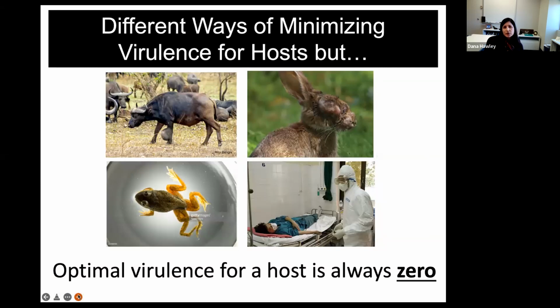So the conclusion from this short snippet on hosts is simply that there are different ways that hosts may go about minimizing virulence. I'm going to focus on tolerance later in the talk, but optimal virulence for a host is always 0.